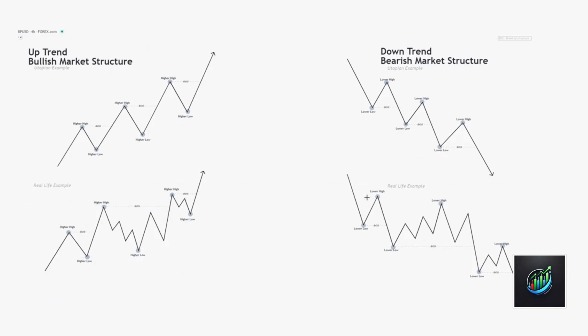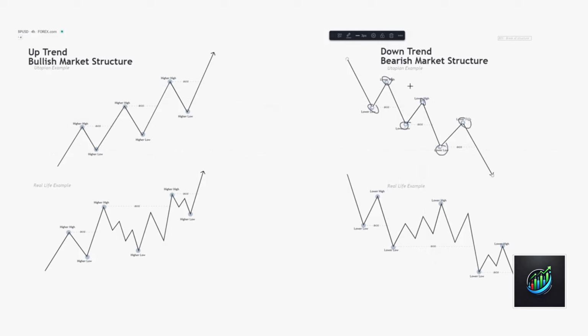Now on the flip side, if we look on the right side of the chart, we can see that we have a downtrend or bearish market. And what this is classified as is the market making a series of lower lows and lower highs. And we see that in succession.